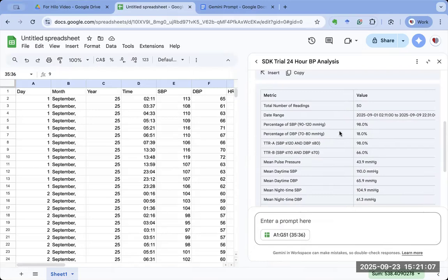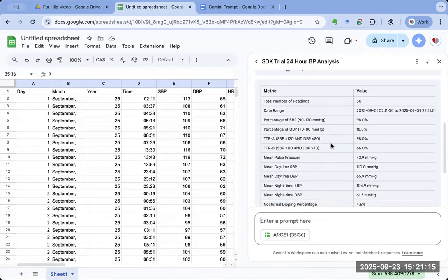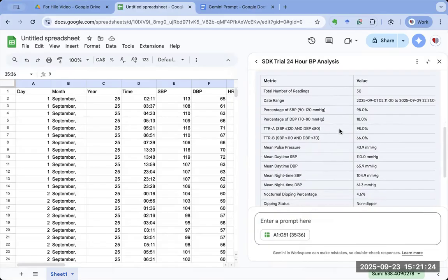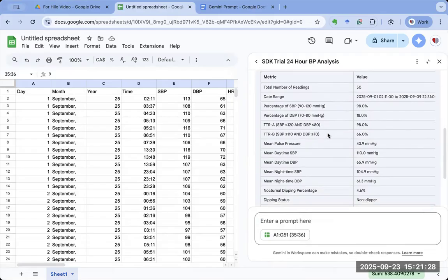Now, this is something that we call time in target range. And again, time in target range for men and women will eventually be different. Right now, for men, if we are looking at a time in target range of 120 by 80, this person has 98% of the readings. But the moment we reduce it to 110 by 70, the time in target range has become lower. It is 66% of the time this person's blood pressure is in this lower range.